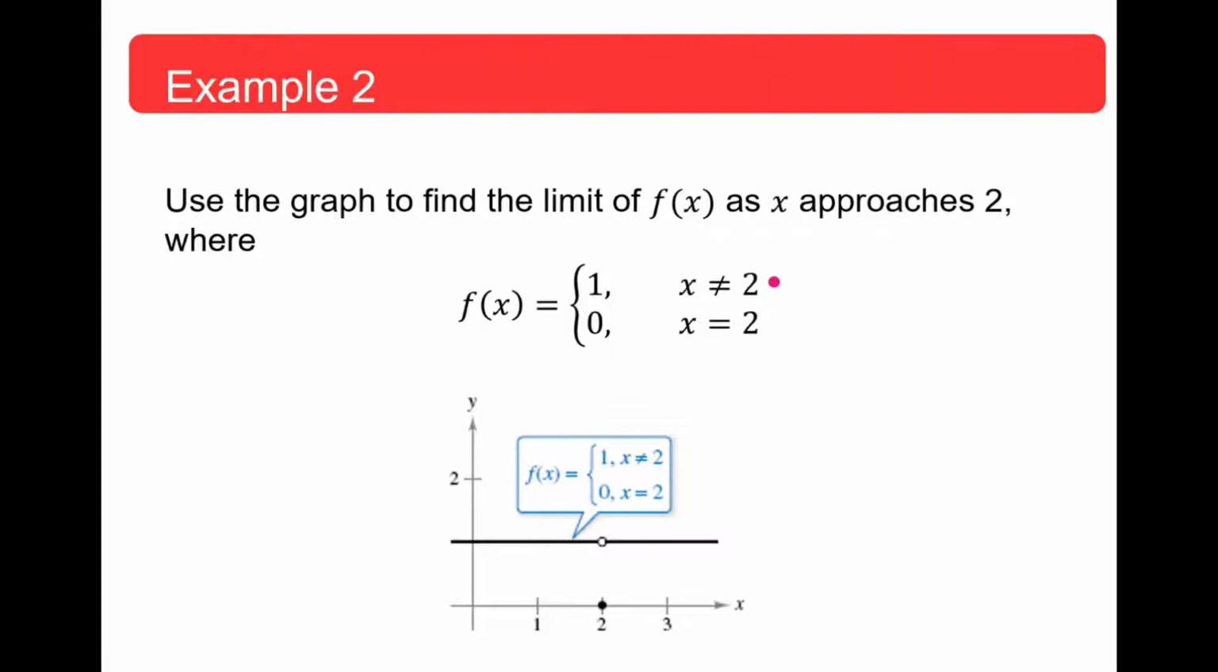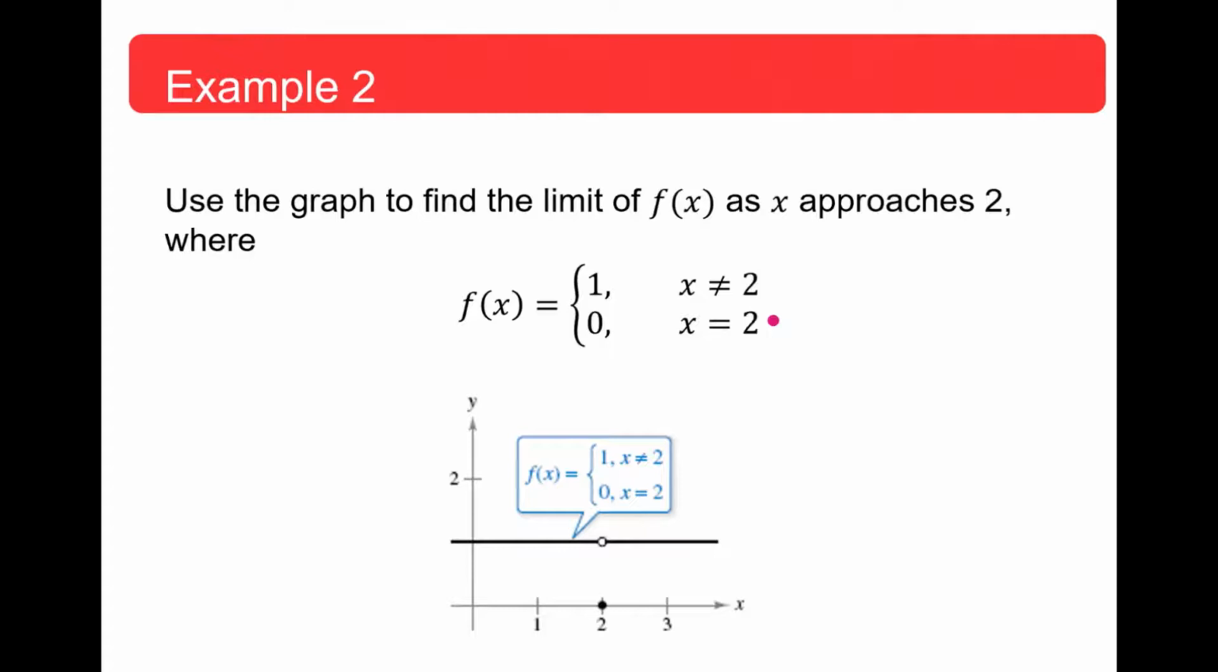First, we have this part. This part says that the function value, or the y value, is going to be 1 whenever x does not equal 2. Now let's look at the second part. This part says that the function value will be 0 whenever x is 2. So basically, the function is going to be 1 everywhere except at 2, where it will be 0. So now let's look at the graph of this function below.